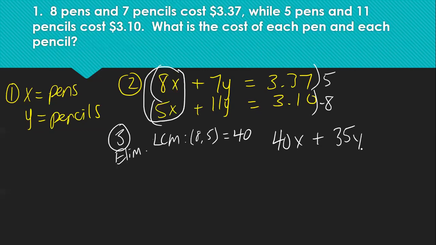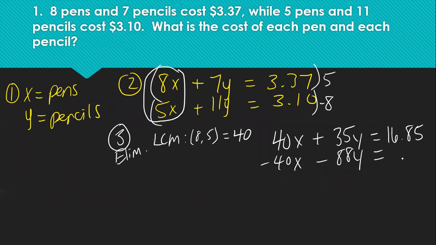35Y, and can someone please tell me what 3.37 times 5 is? What's 337 times 5? 337 times 5. 1,685. Got it. Well, it really is the same thing. I mean, I would have put the decimal where it went. All right, and then we need $3.10 times -8.